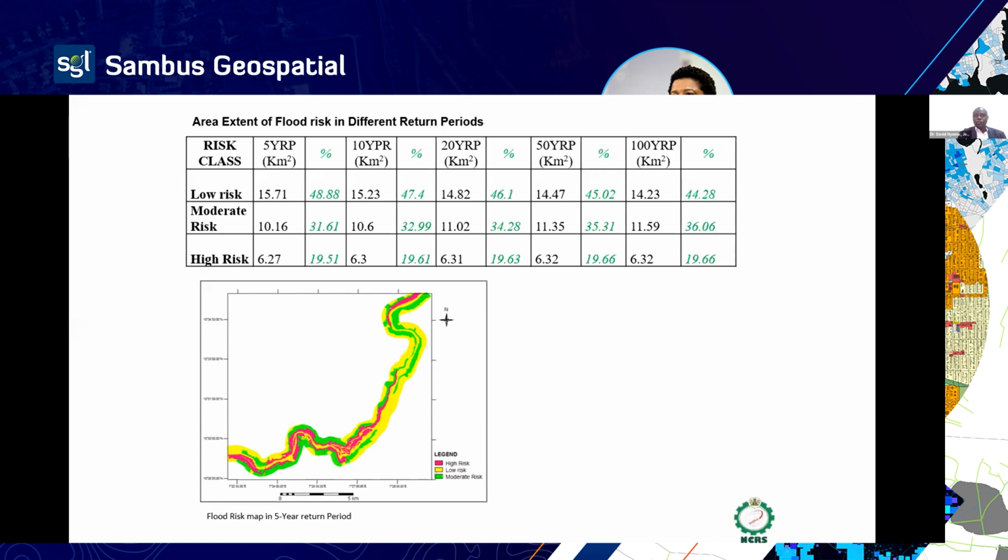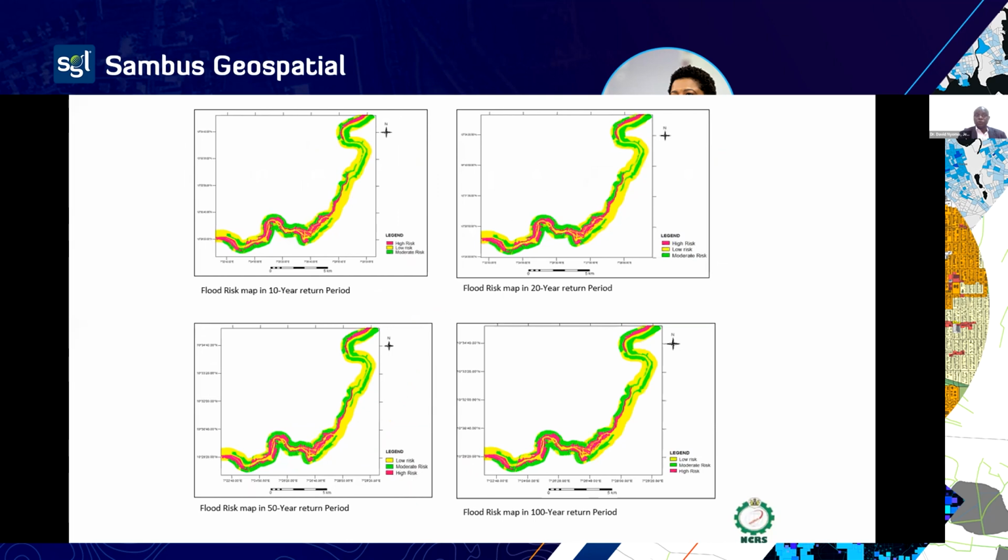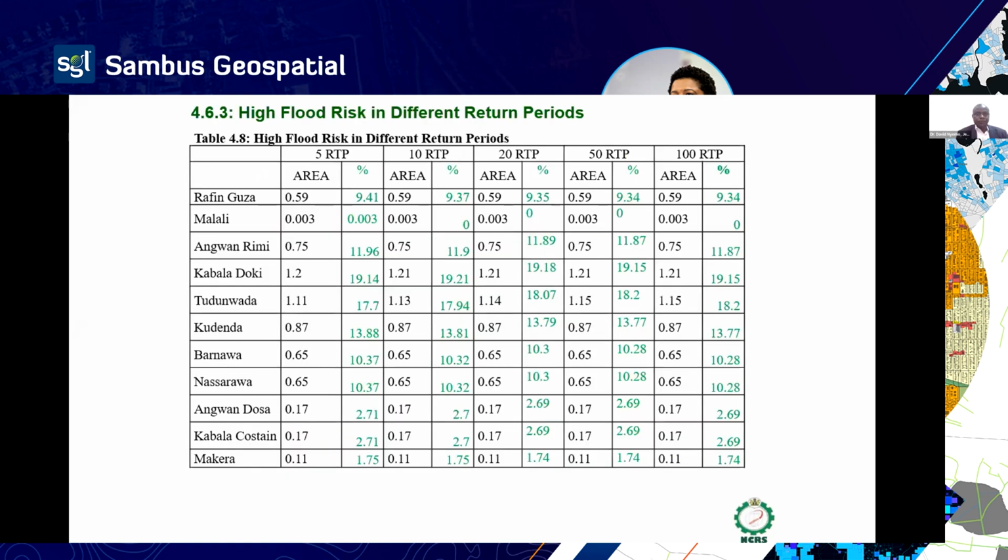All this is just a demonstration of how GIS technology has been used for flood risk analysis. And this is just information on all of this in a 5-year return period to a 100-year return period. And go to the next slide.